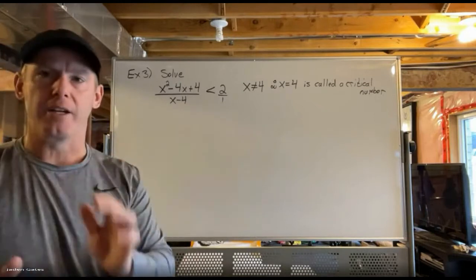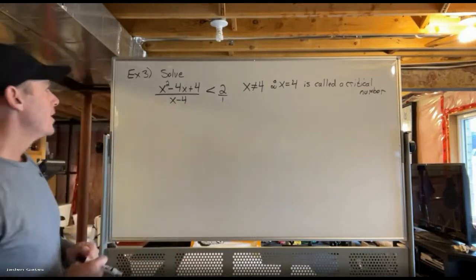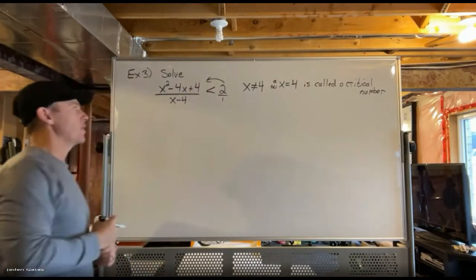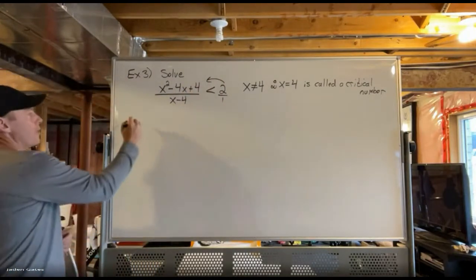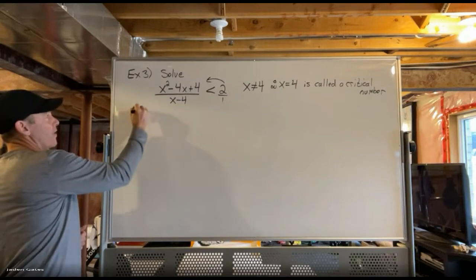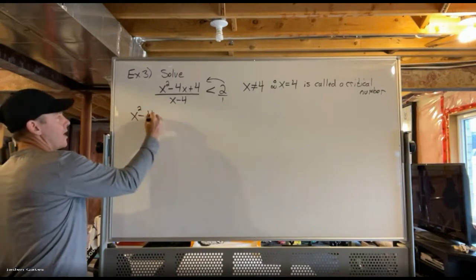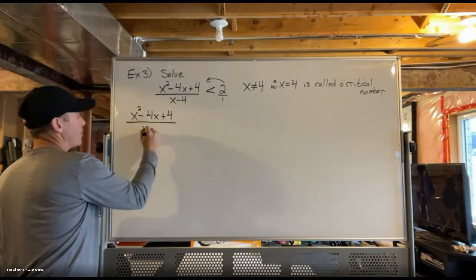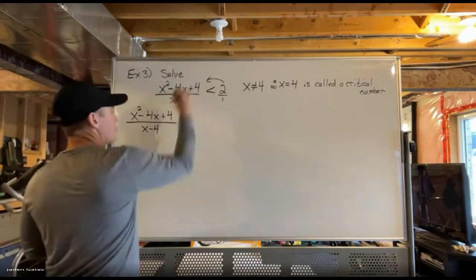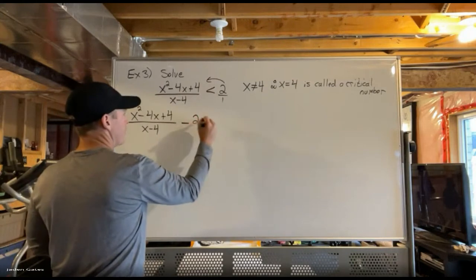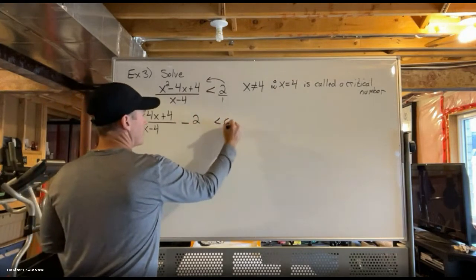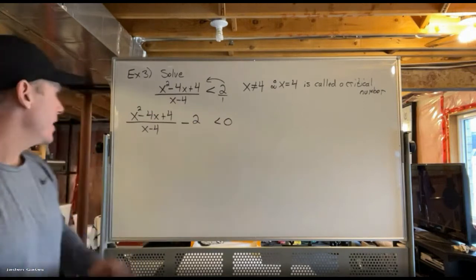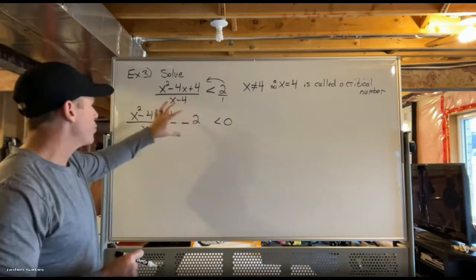So what we do have to do is change this inequality so that we have a 0 on one side of the equation. And so I'm going to now write this equation out where we have x squared minus 4x plus 4 all over x minus 4. I bring this 2 over, it's going to be just a simple minus 2 is less than 0. Now, this is something that we looked at last day, combining these two terms.